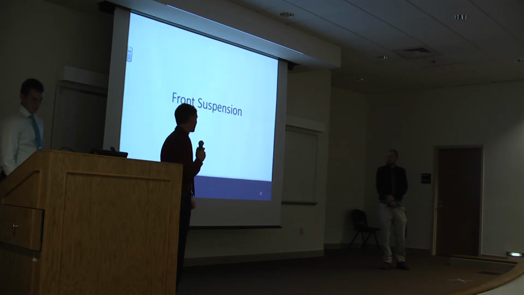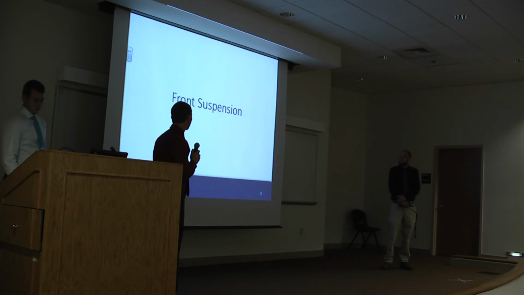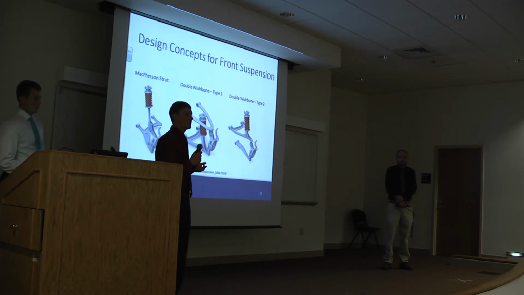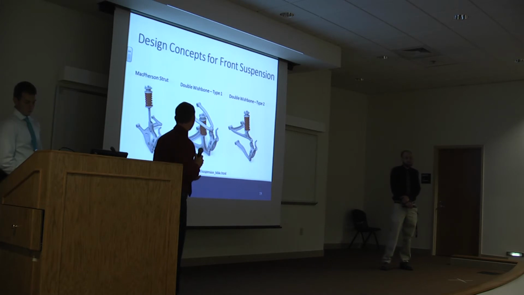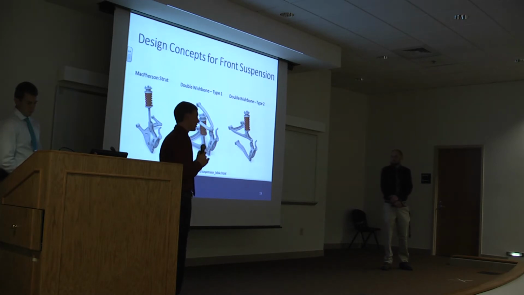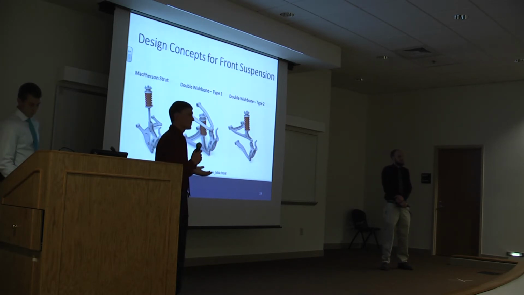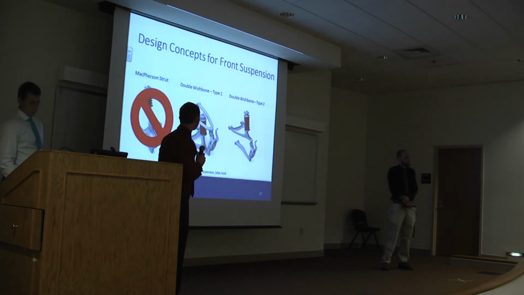Now we'll move into the front suspension design. There were three design concepts when we started this design that we were looking at. First, we have the McPherson strut. It's commonly found on front-wheel drive production vehicles. The reason for this is it's a simple design, easily fabricated. However, it doesn't allow you to easily control the alignment parameters that I just discussed. For this reason, we have eliminated this.